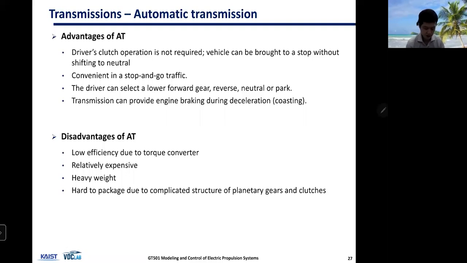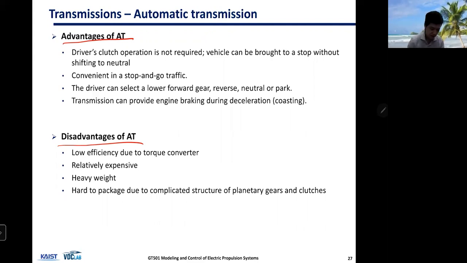Advantages and disadvantages of automatic transmission are as follows. Driver's clutch operation is not required, obviously. Vehicle can be brought to a stop without shifting to neutral. Convenient in stop-and-go traffic. Driver can select a lower forward gear, reverse, neutral, or park, and that's it. Transmission can provide engine braking during deceleration, which manual transmission can also do, but it can do automatically.